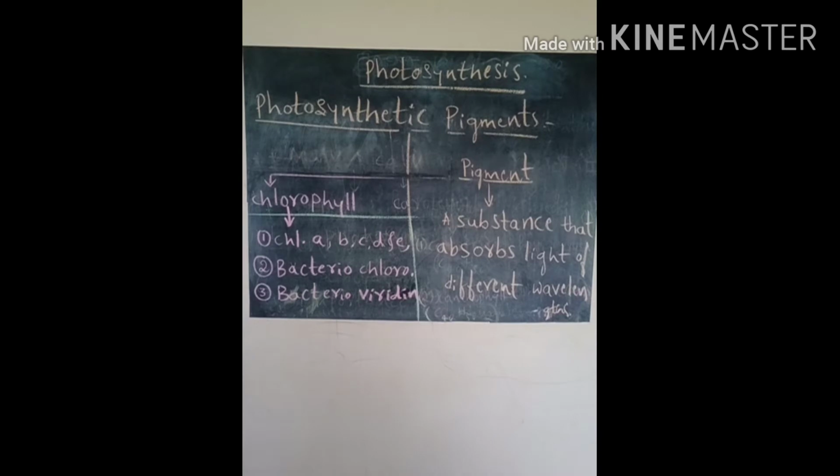The first type of pigment is the chlorophyll pigment. But before that, what is the meaning of pigment? A pigment is a substance that absorbs light of different wavelengths. That's why pigments play a very important role in the photosynthesis process. They help in the trapping of light energy.